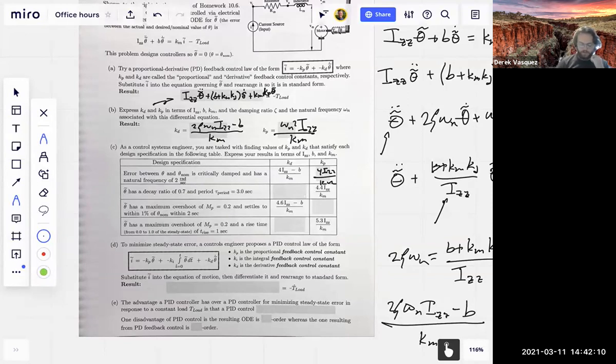All right, the next one. So theta tilde has a decay ratio of 0.7 and a period of 3 seconds. So what does that mean? A decay ratio of 0.7 and a period of 3 seconds. What does that mean for our zeta and omega n values?